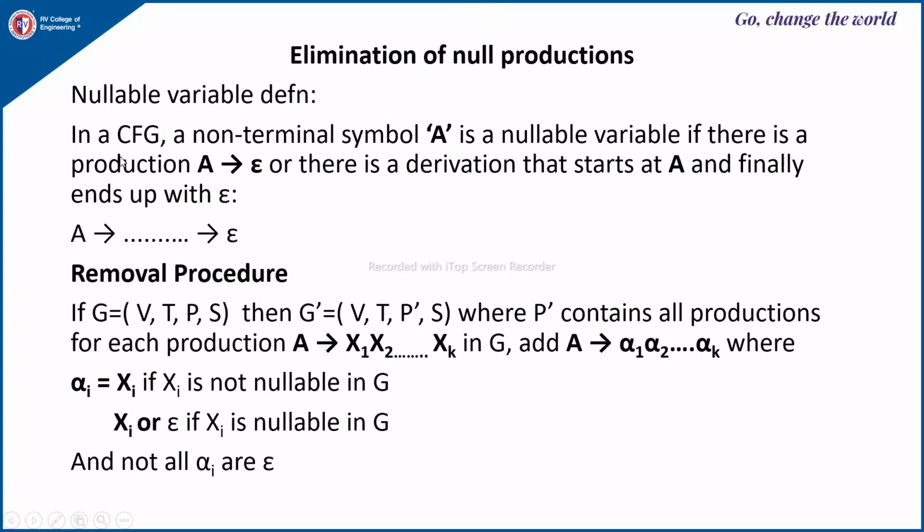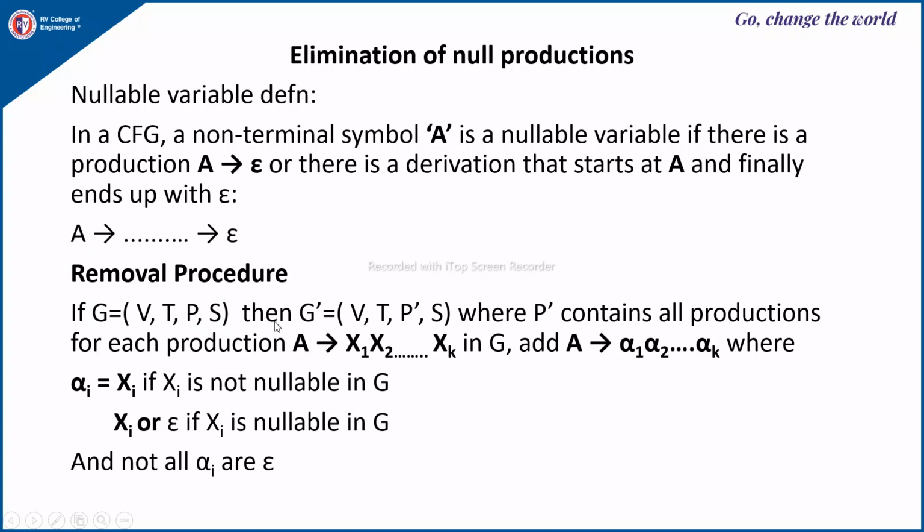A nullable variable is one where you have the production of the form A derives epsilon, or there is a derivation which starts at A and finally ends up with epsilon. So you have a context-free grammar where the left hand side is a single variable, and on the RHS, if you are using some set of productions, if you can generate epsilon, then we say that A is a nullable variable. Next, the procedure for removal of such nullable variable is here.